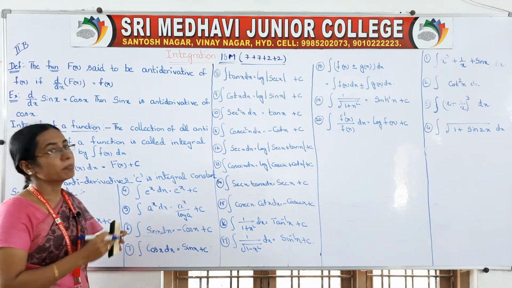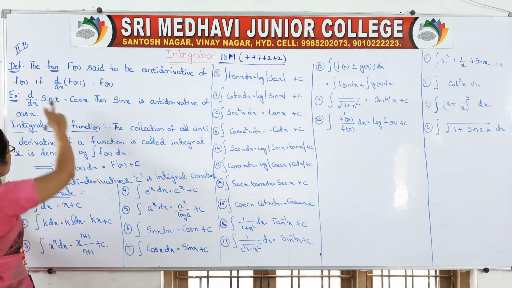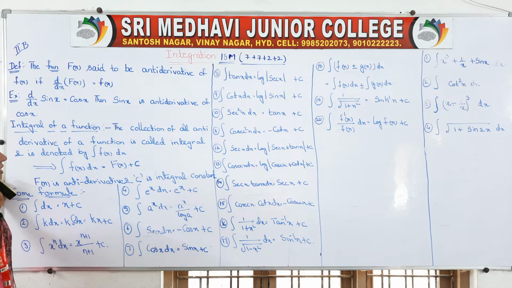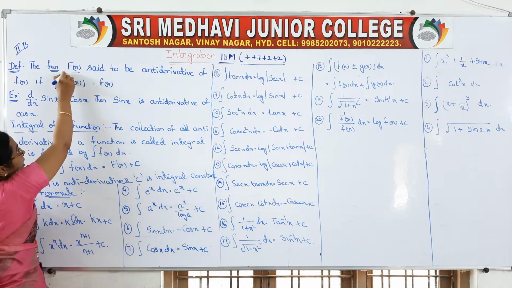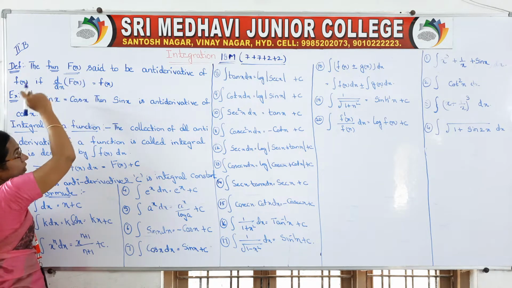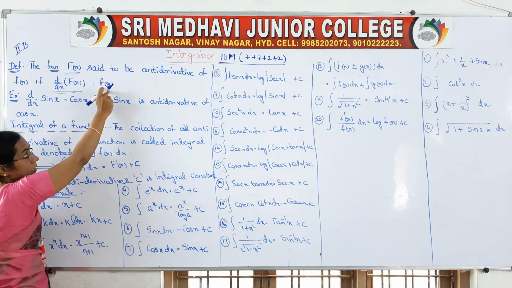So what is meant by integration? See, the function F of x is said to be an antiderivative of f of x if d by dx of F of x is equal to f of x. Madam, what is this? Just you are reading? No, it is not reading. I said integration is a reverse process of differentiation. That's why we are saying antiderivative for this, right? So reverse of derivative, that's why antiderivative. So F of x is said to be an antiderivative of the function f of x if d by dx of this function is this one.